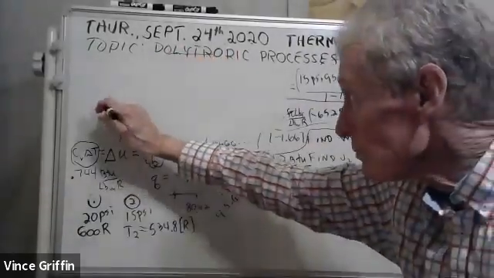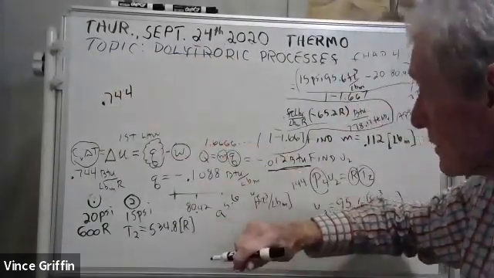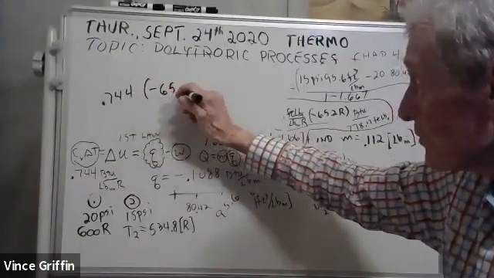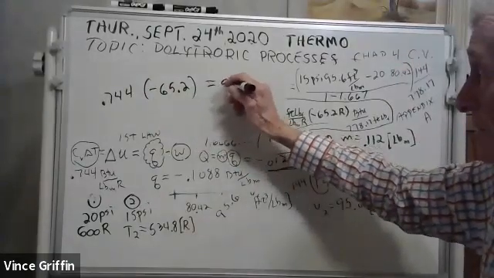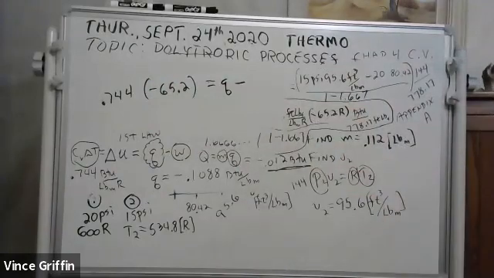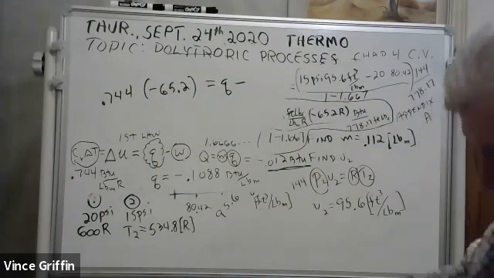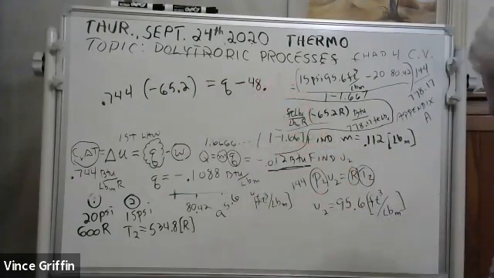Here, we're going to write it out. What you have is 0.744 times negative 65.2 equals Q minus, oh gee, I think I erased it, doggone it. I think it's, was it 48? Does anybody remember? It's 48 point something. What do we have? It's negative 48.5.